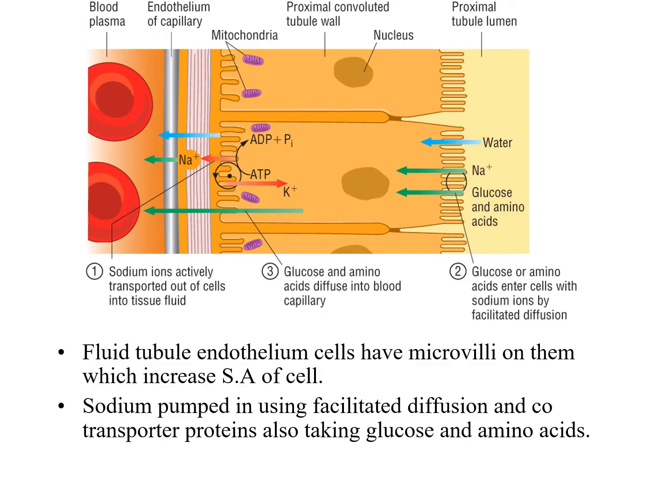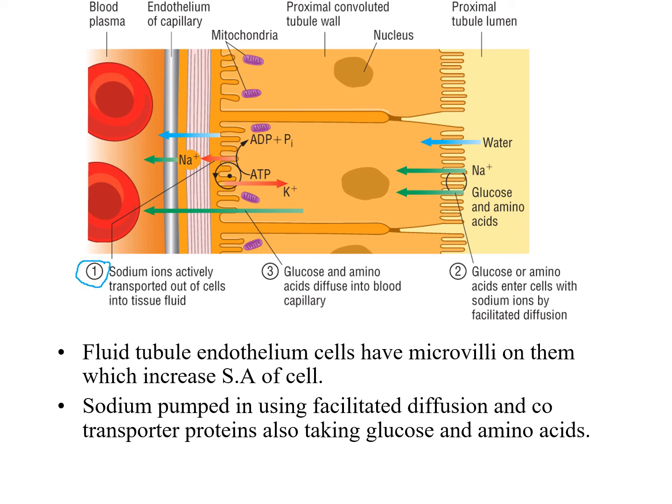So this diagram is more complicated than you need, but I think it's quite useful for us to look at. Basically, the tubule epithelial cells have microvilli on them, which increases the surface area of the cells, so you should know that. That hopefully makes sense to you because we've done that lots already. And what happens is sodium is pumped in using facilitated diffusion, and co-transporter proteins therefore also take glucose and amino acids. So we'll have a look here, and I'm going to start here, like we would have done with protein and glucose digestion in the intestines.